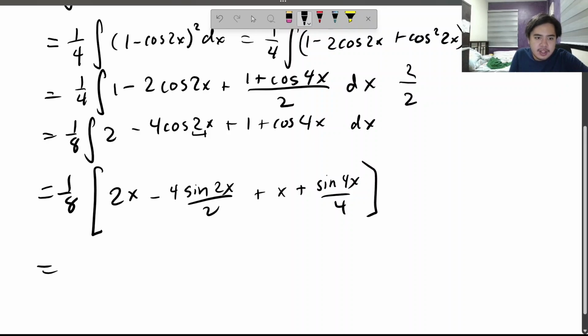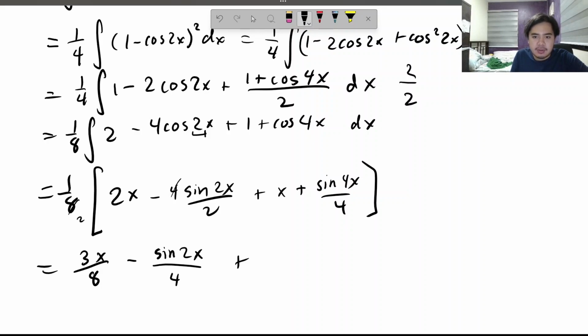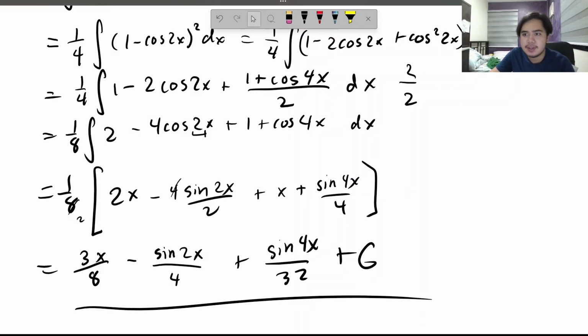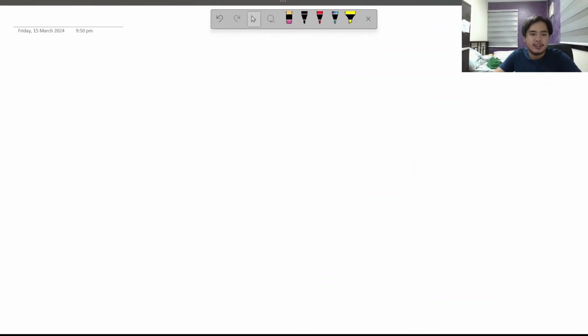Combine everything else. This 2x plus x becomes 3x. We have to divide by 8, and we get 3x over 8. Minus 4, 2, and then 8. So 4 times 4 divided by 8 divided by 2, that becomes 1 over 4, sine 2x on the top. Plus, at the sine 4x term here, we multiply by the 8, so we get sine 4x over 32. Let's see. Yes. Next question.